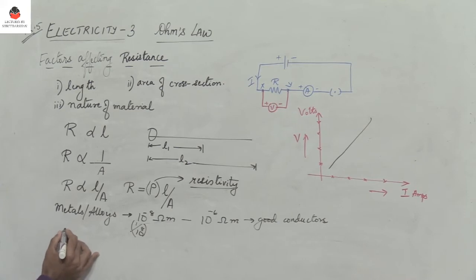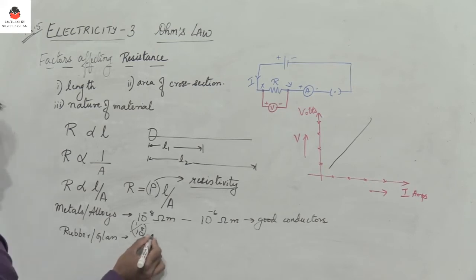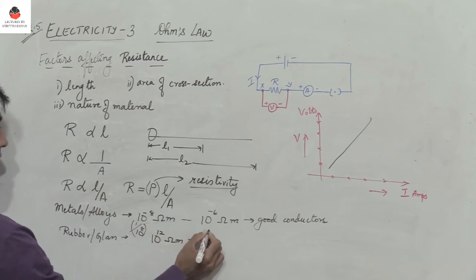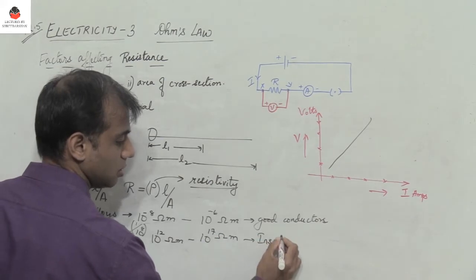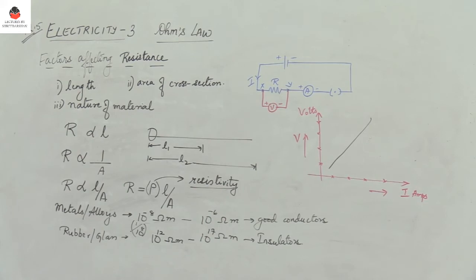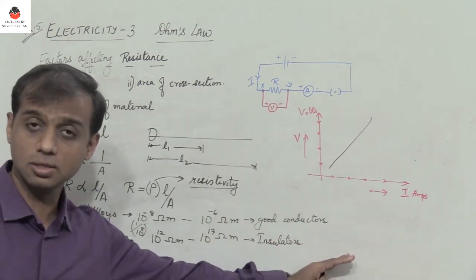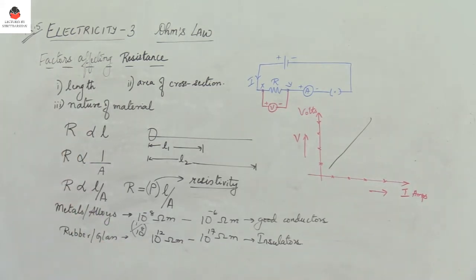But what about say rubber, glass? They are all called insulators because they do not conduct electricity or heat. Therefore their resistivity is very high, say 10 power 12 ohm meter to 10 power 17 ohm meter. So these are referred to as insulators. What are insulators? Insulators are essentially devices which do not allow the flow of charges through them. Therefore they are bad conductors of heat and electricity. Why is that so? Because their resistivity is very high.